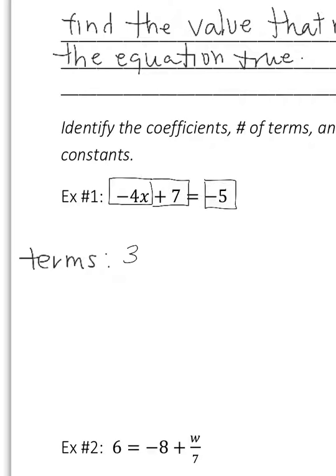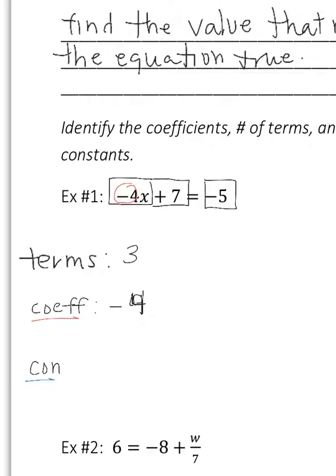The next one we'll do is coefficients, and I'm just going to write coefficients. And this time I don't want you to tell me how many there are, I want you to tell me what they are. So the coefficients are negative 4, and that's actually the only one. So I'm just going to put negative 4 for that one. Negative 4.